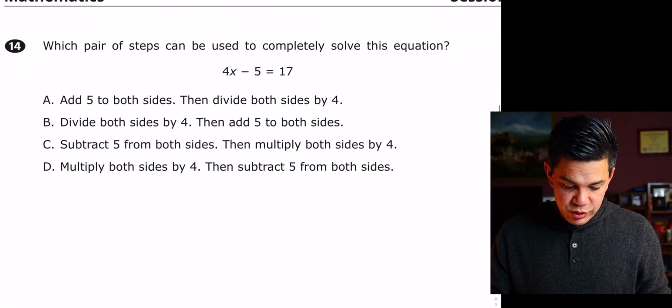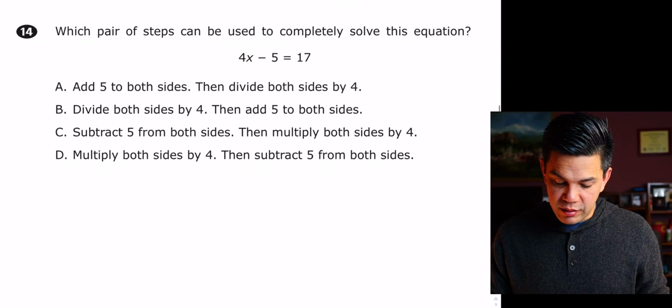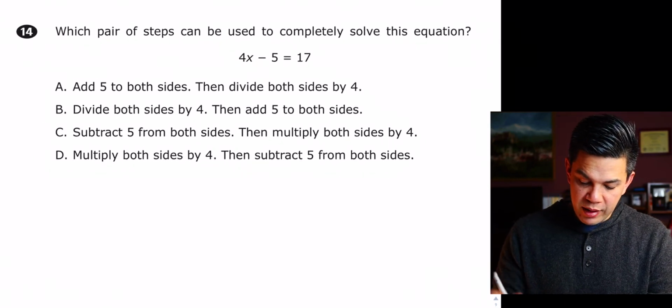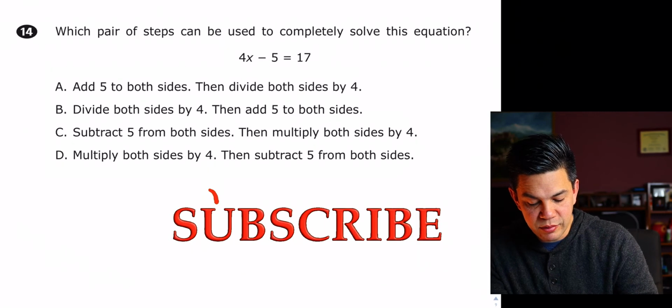All right, moving on. Which pair of steps can be used to completely solve this equation? We have 4x minus 5 equals 17.